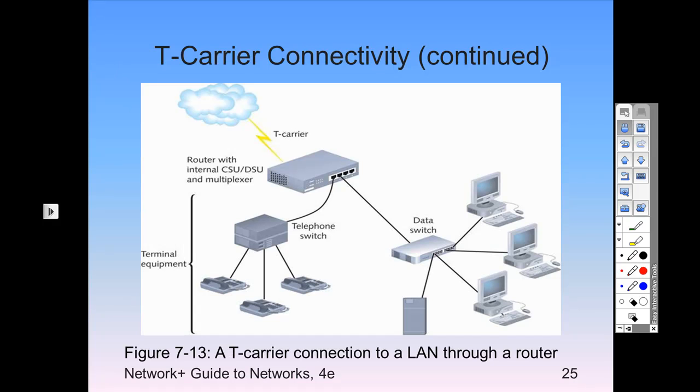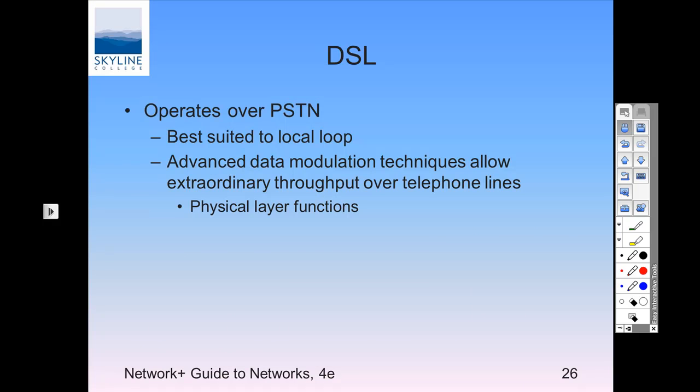So the connectivity, the telephone switch, the data switch goes into the router with the CSU, DSU into the T carrier. Nothing dramatic conceptually about how these things connect together.